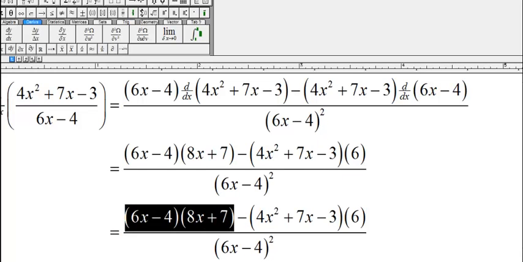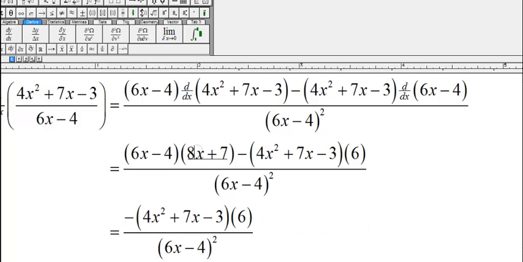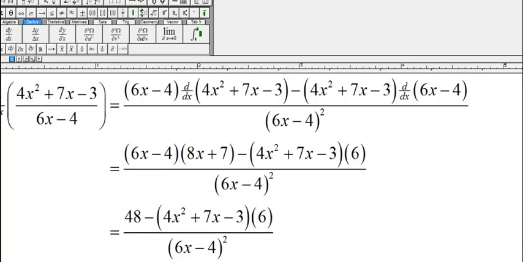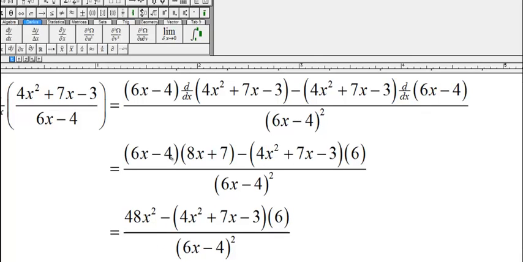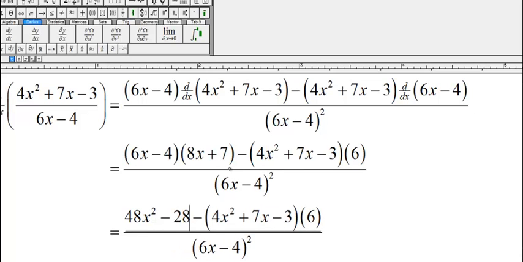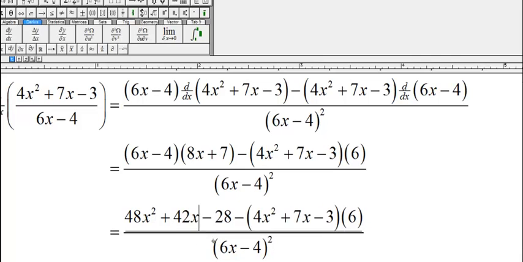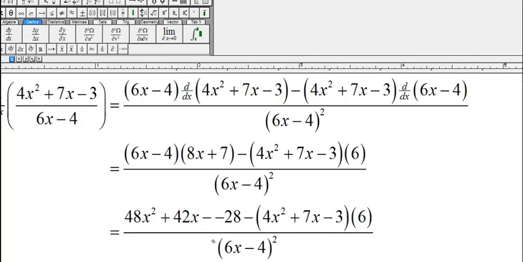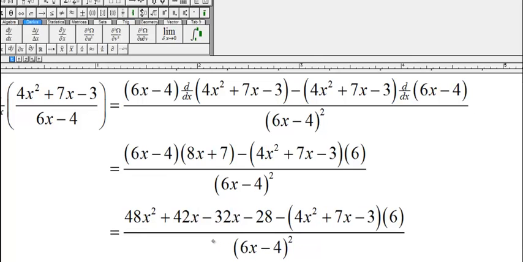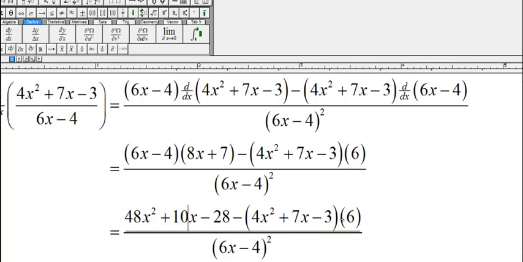The first part I'm going to do right here, I'm going to do FOIL. 6x times 8x is 48x squared. Let's do the last term next. Negative 4 times 7 is negative 28. And the middle term, let's see. 6x times 7 is 42x, and the other one is 8x times negative 4, which is negative 32x. So we got 10x there. You might do that in your head. Then I'll distribute the minus 6 here.